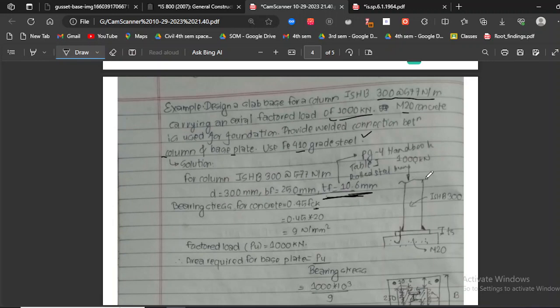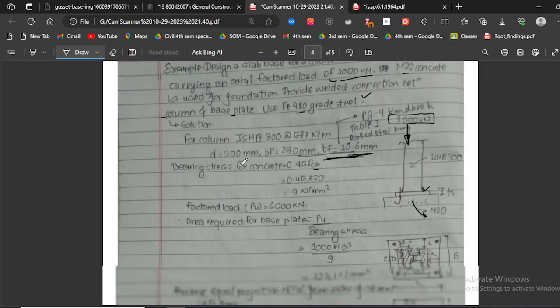So this is my column. This is going to be the slab base we are designing, and this is my RCC column base of M20 concrete, and this is my column ISHB 300, and it's transferring 1000 kilonewton factored load. As explained before, firstly we need to find the bearing strength for concrete.